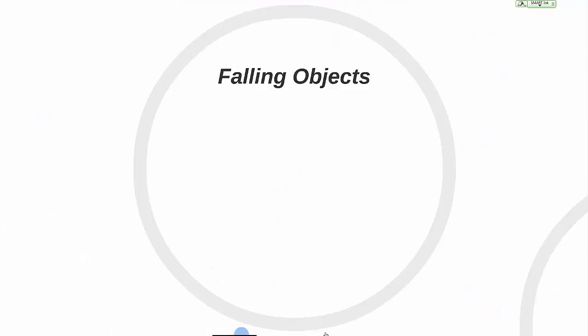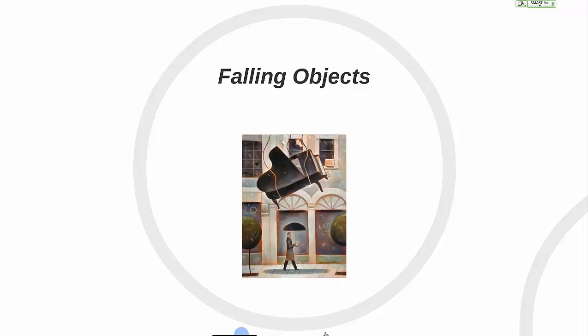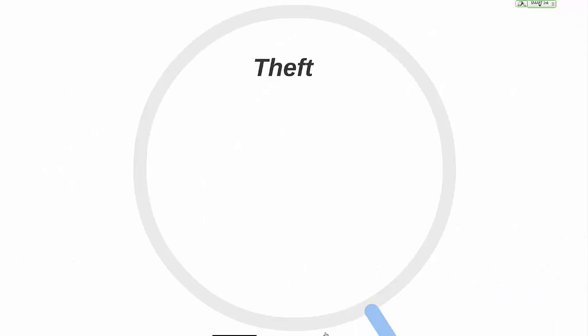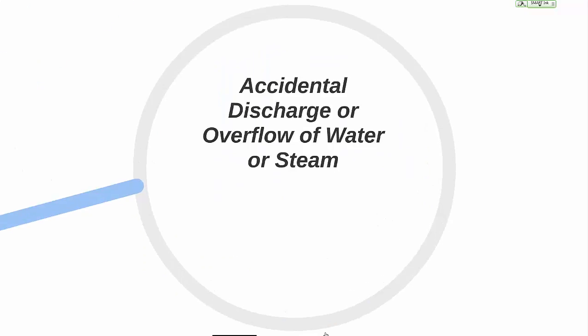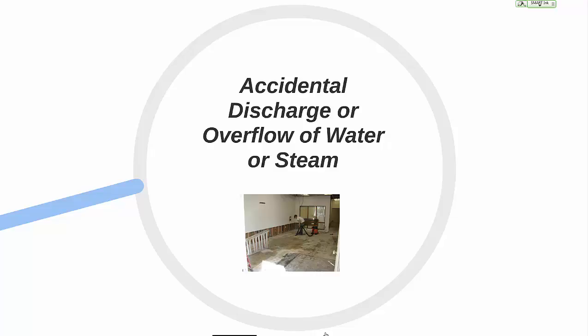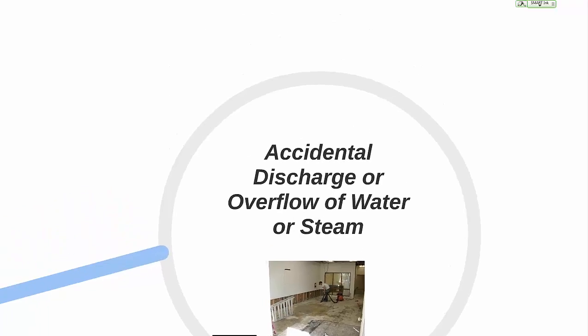The first of the second 8 perils is falling objects. Next is theft, which is, as you can imagine, a fairly important peril to have covered, but would not be covered for a homeowner that only carried HO1. Then, accidental discharge or overflow of water or steam. This is a covered peril, and it is distinct from flood because this has to occur from an appliance or other machinery or equipment in the household, not from an external body of water.